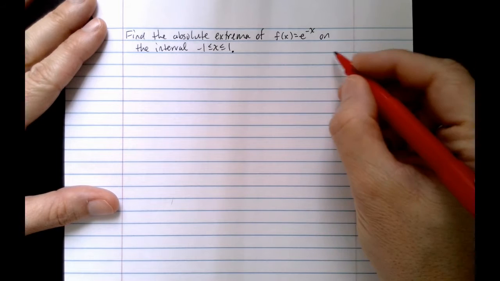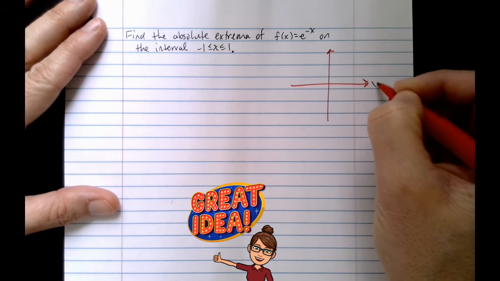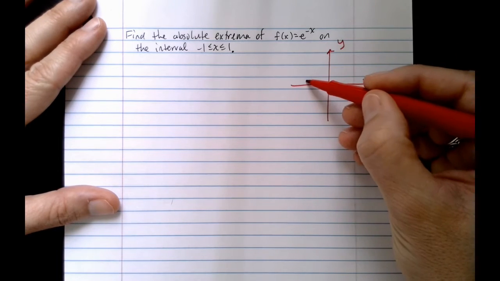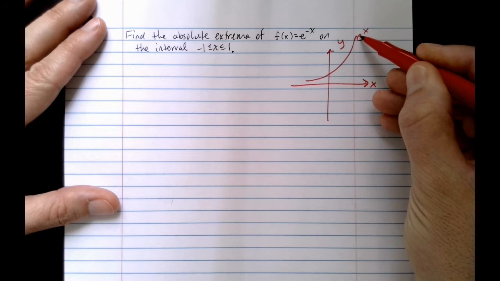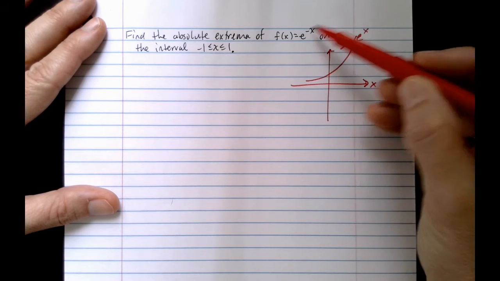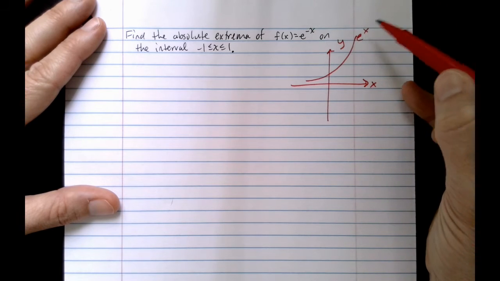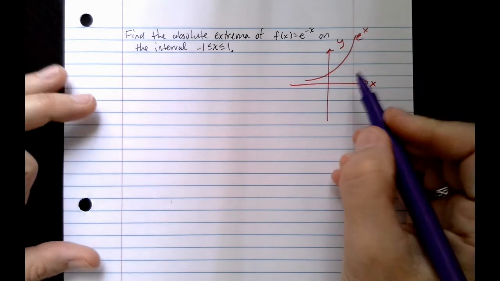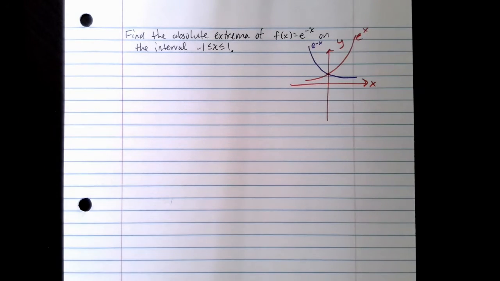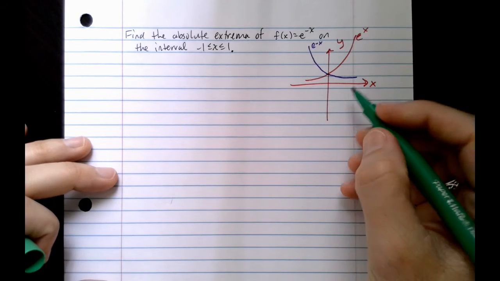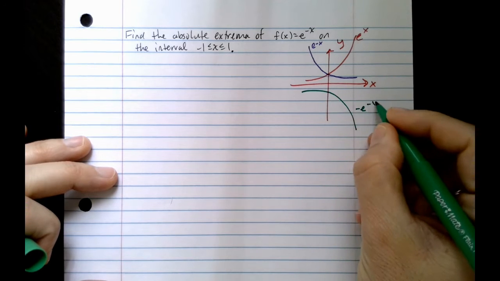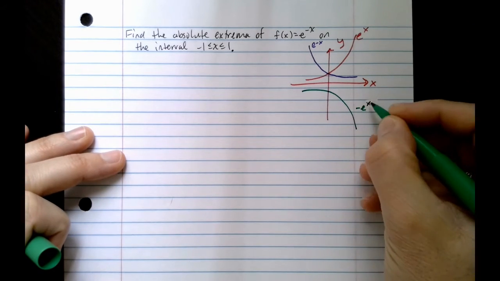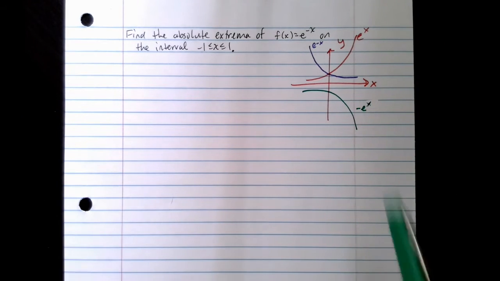Let's review our parent functions. I know e to the x looks like this, but the negative is on the x, the input itself, so what happens is it then flips over the y-axis. If the negative was in front of the e, it would look like this. So the purple one is what we want to refer to, but I just want to remind you of that.